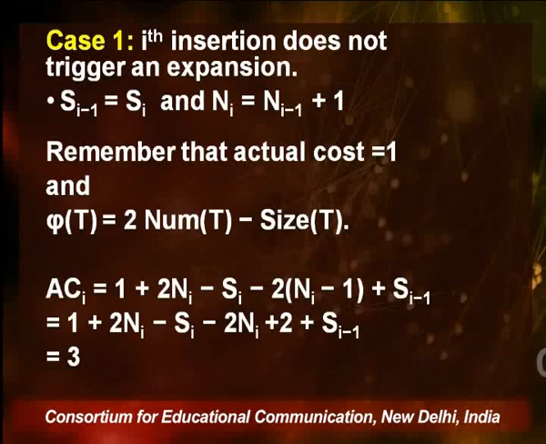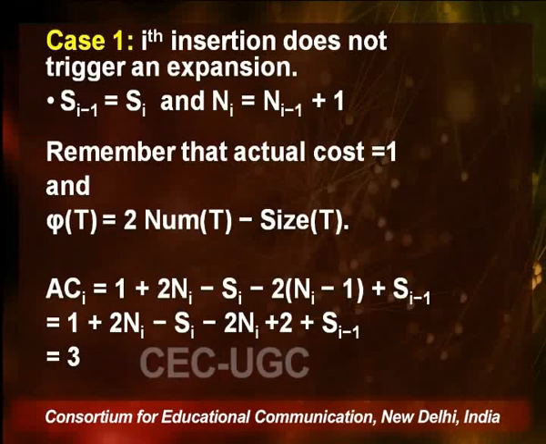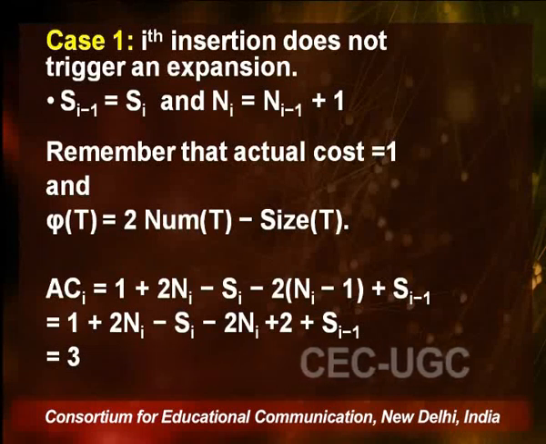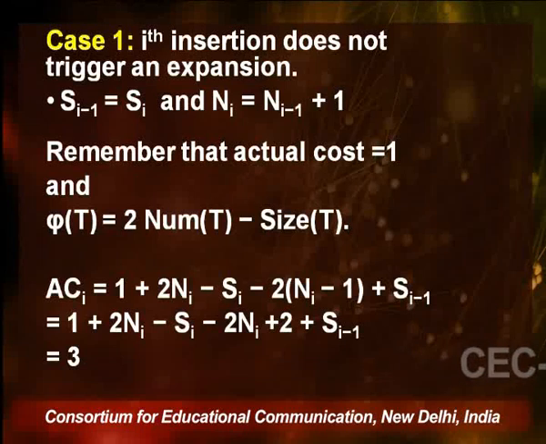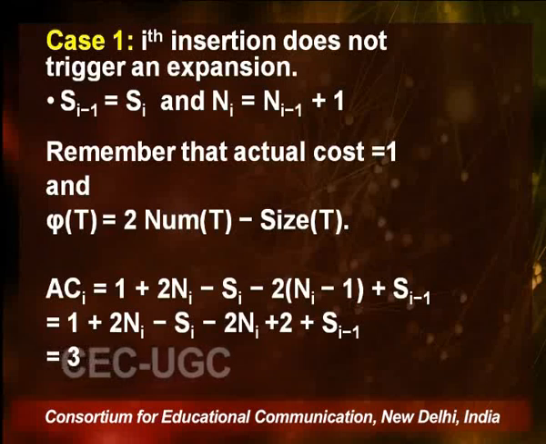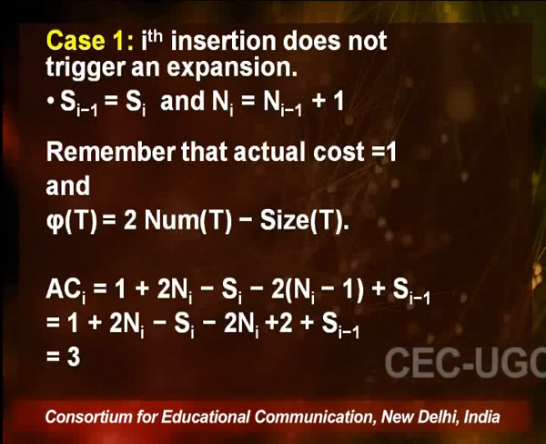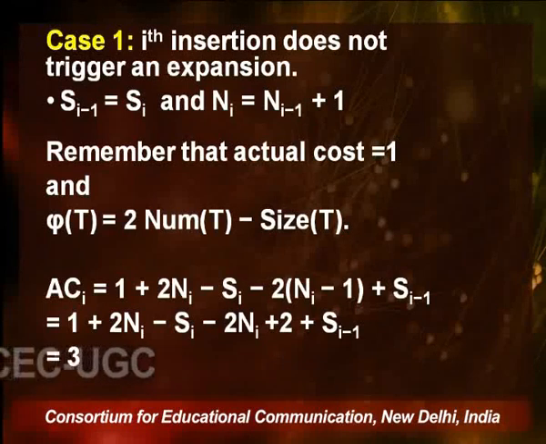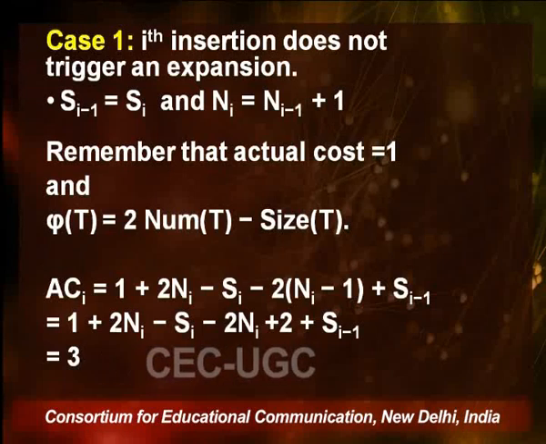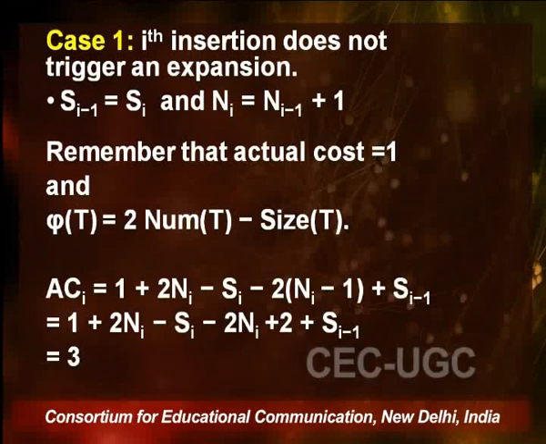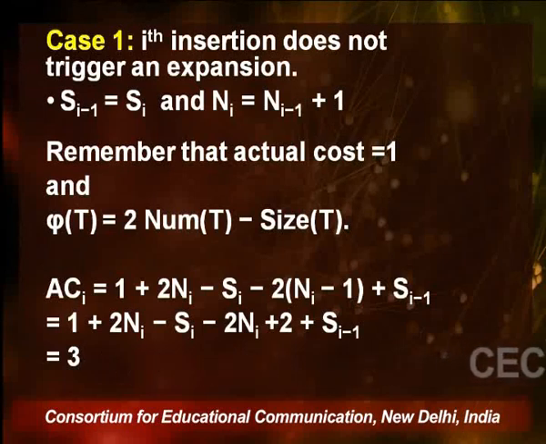As far as the change in num of T is concerned, n of i is equal to n of i minus 1 plus 1. That means whatever the number of elements before the ith operation, in the ith operation we have performed one insertion, so the number of elements is incremented by 1, simple. And the actual cost, please remember, is 1 for the insert operation, and we must not forget that phi of T is twice num T minus size of T.